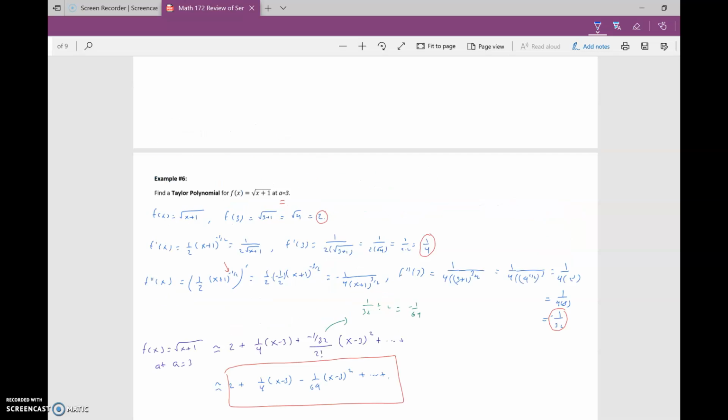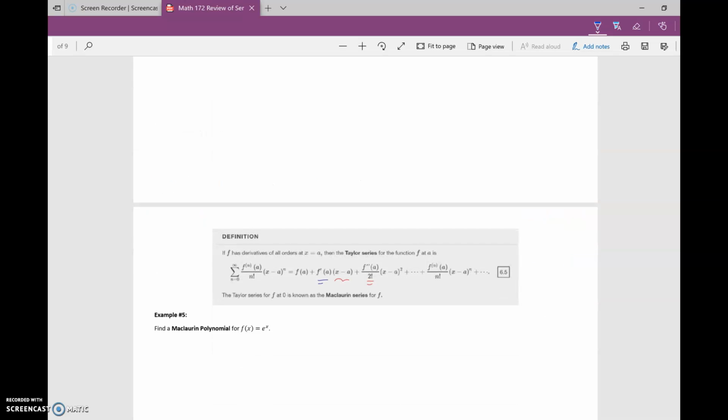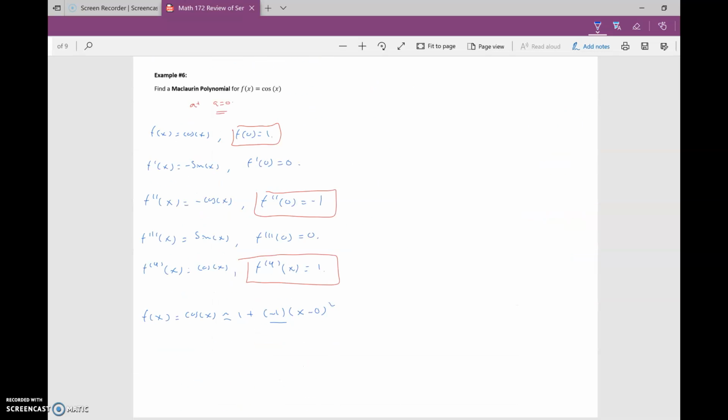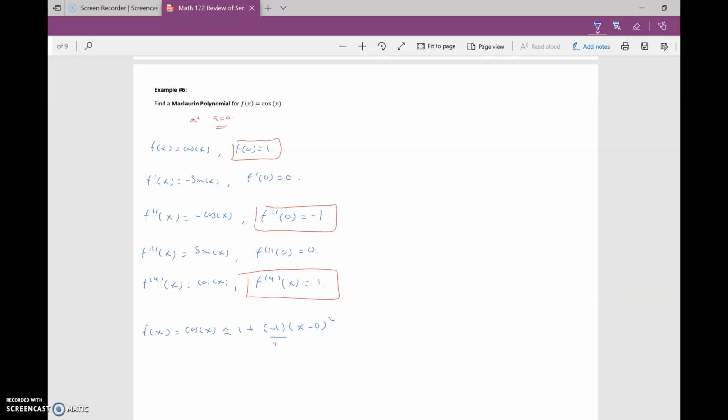squared, but remember that this one has the 2 factorial. So the second derivative has the 2 factorial. So we would actually say over 2 factorial plus, the next term cancels out. And we're going to end up with the fourth derivative. So this will be 1 over, and you're going to have 4 factorial x minus 0 to the fourth power. And then technically it goes on and on.